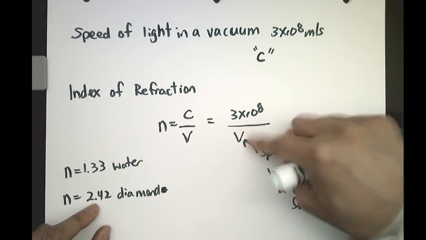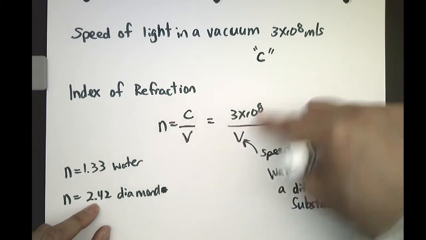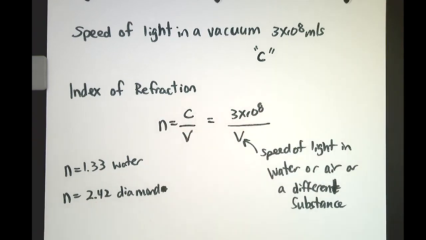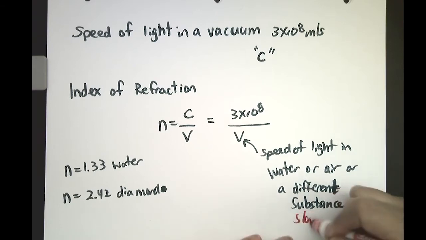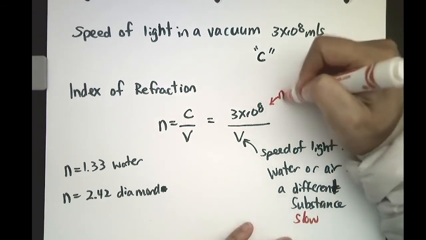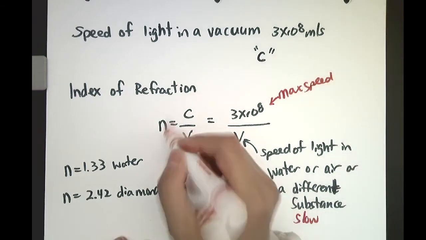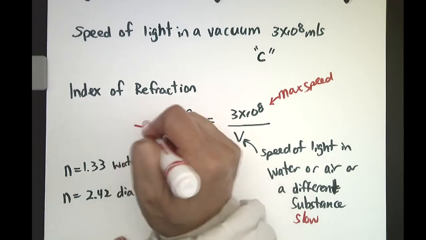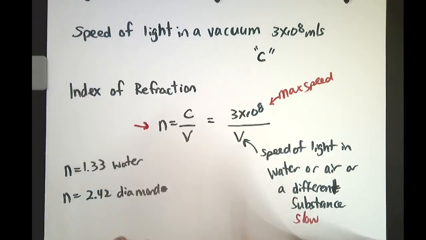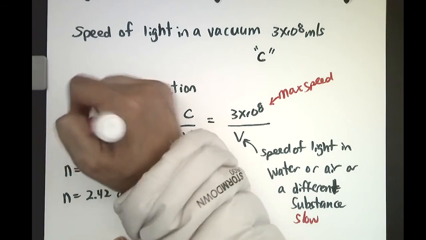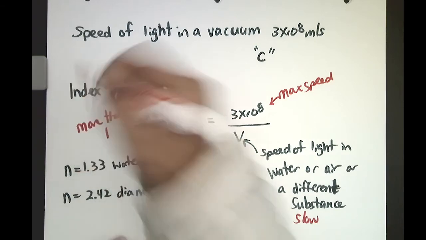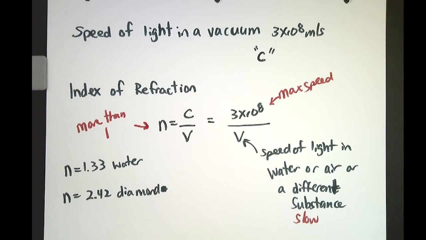And this here, v, is going to be generally slower, so it makes this divided by that, which is n, anything larger than 1, pretty much, okay? And so generally this here is slow, very slow. This here is at max speed. Can't go any faster. All right. And then this here, n, is going to be always 1 or more. More than 1. Because usually we don't say the index of refraction of a vacuum because that's just, well, the speed of light.